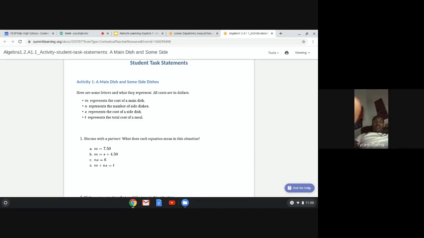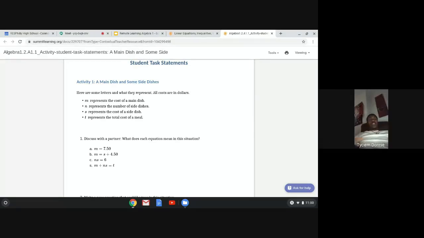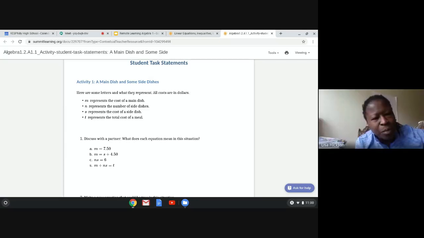All right, so step B. What does that mean? It means that S, that's the side dish, the side dish equals $3. Say it again. The side dish is equal to $3.